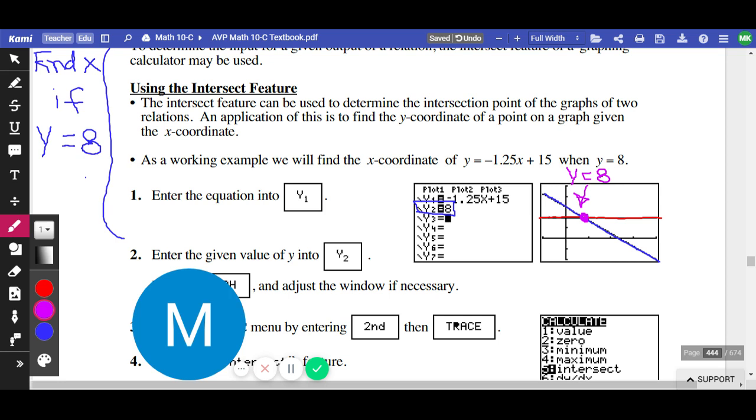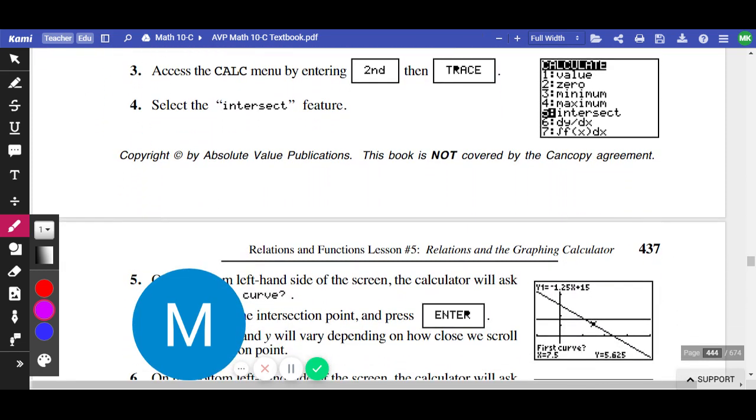The way we do it, we go second, trace. Second, trace. And it's going to bring you to a big list of things. Oh, look at that. They even have the picture of the list of things you're looking at. Right here. This big list of things should be on your screen right now. I'll do a second trace. The fifth option is intersect. That's where do two lines cross each other? Where do they intersect? That's what we want to know, right? We want to know on our graph where do two lines cross each other. So pick the fifth option.